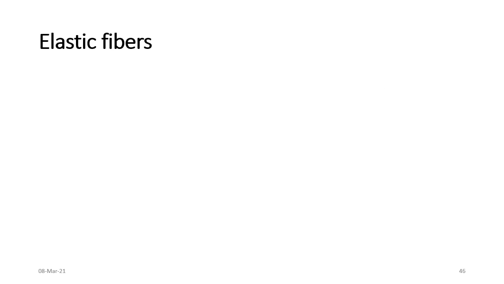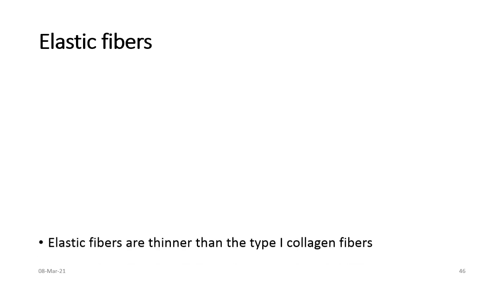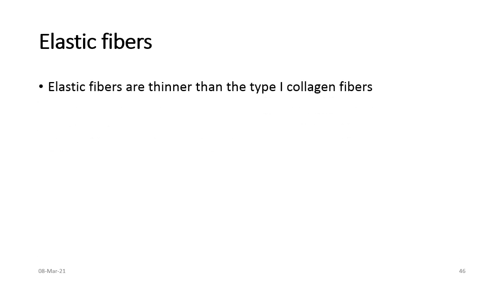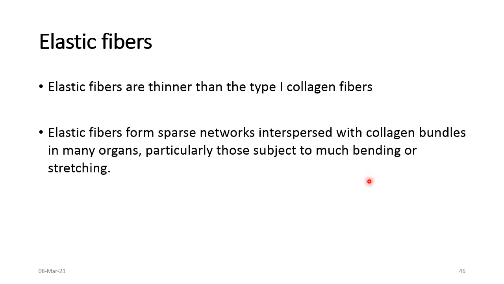Now we move to the third type of fibers, the elastic fibers. The elastic fibers are thinner than the collagen generally. They are thinner than type 1 collagen fibers, where they form sparse networks interspersed with collagen bundles.